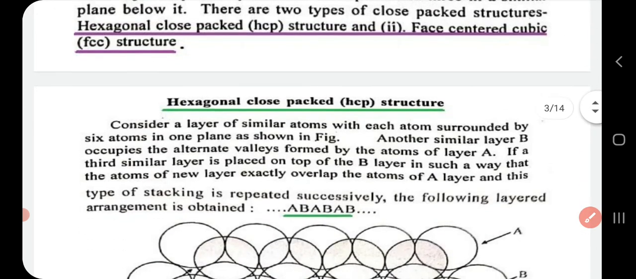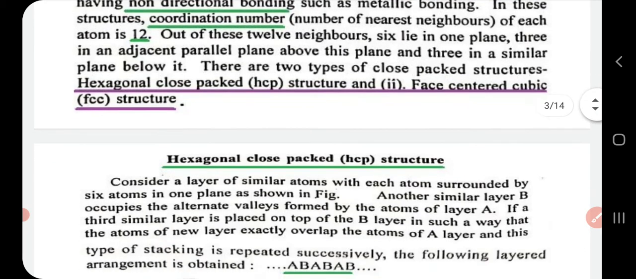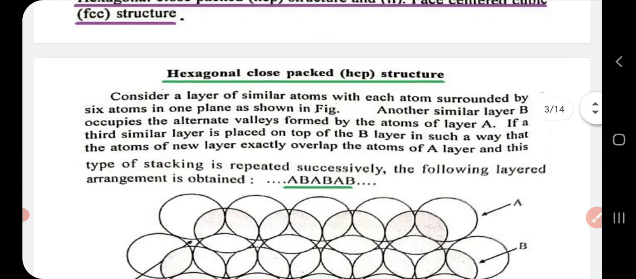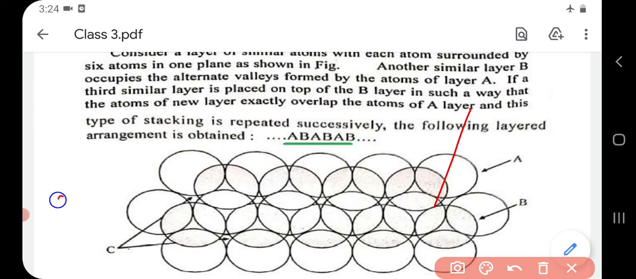Then let us study in detail the first classification that comes under close pack structure. What is it? HCP, or hexagonal close packed structure. Now see how it is constructed. Consider a layer of similar atoms, with each atom surrounded by 6 atoms in one plane, as shown in the figure given below. Now a similar layer, that is B, is placed in the alternate valleys formed by A layer atoms.